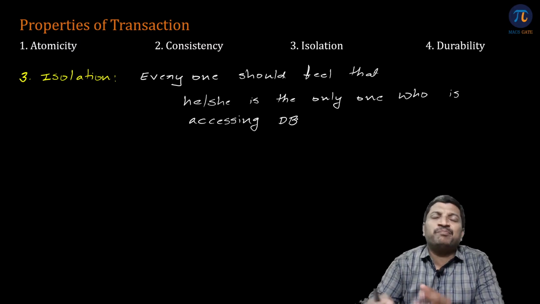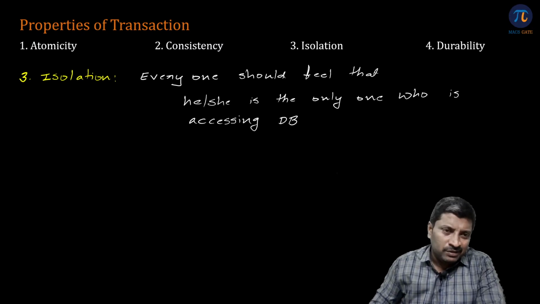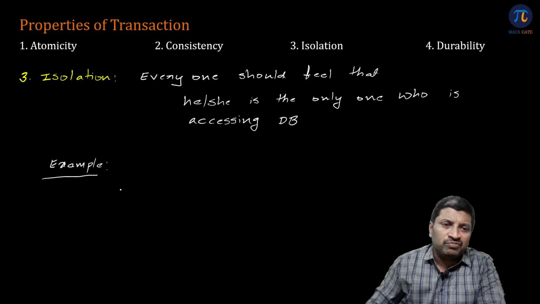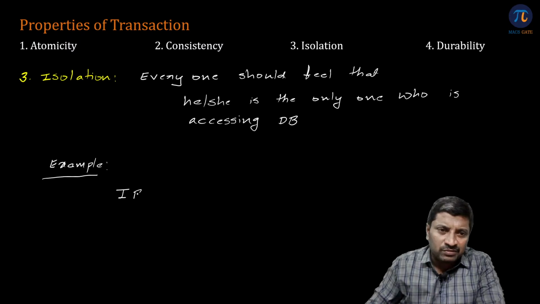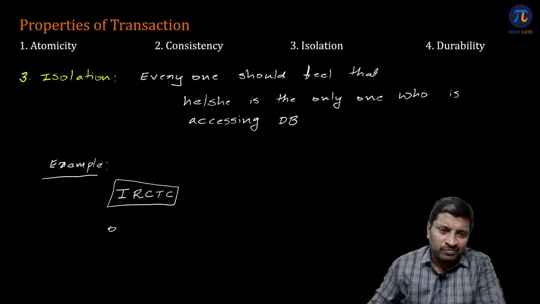Okay, instead of people, you can say transactions, sir. For understanding purpose, I wrote it. The simple example is, suppose we want to reserve a train ticket on the IRCTC website. I want to book a ticket on the IRCTC website.